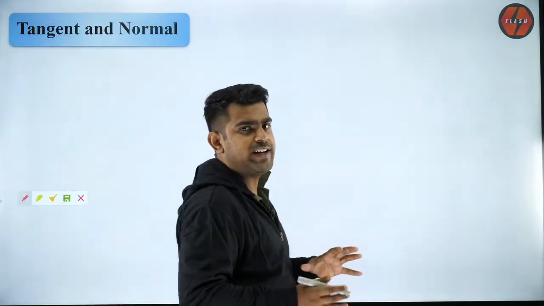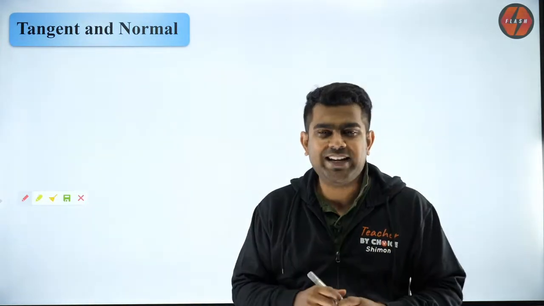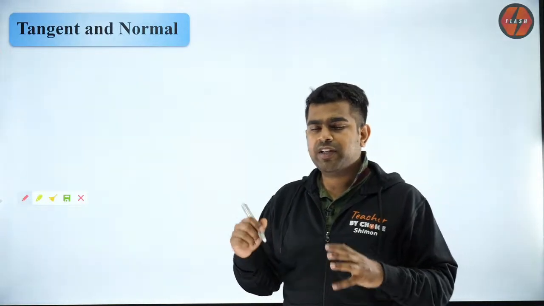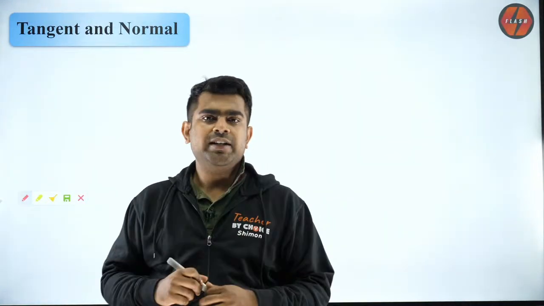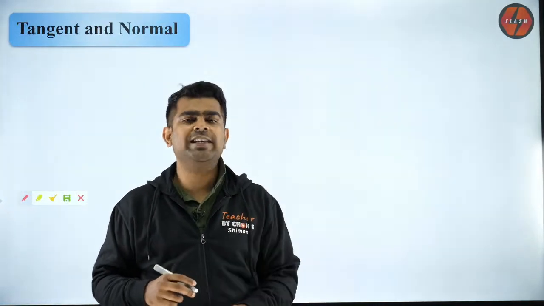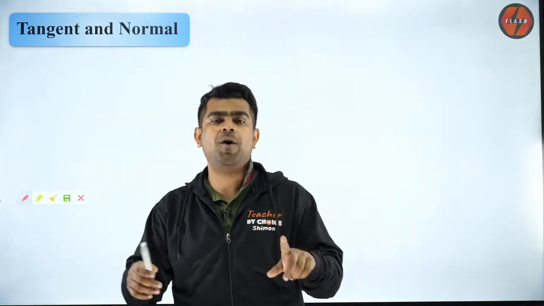Okay, so let's get into the first topic for today, which is tangents and normals. So everybody might be wondering, sir, tangents and normals, it is a topic in the chapter straight lines. So why are you teaching it in application of derivatives? The reason I'm covering it over here is because if you are given any random curve, if you are given any random function f of x, you can still find the slope of tangent.